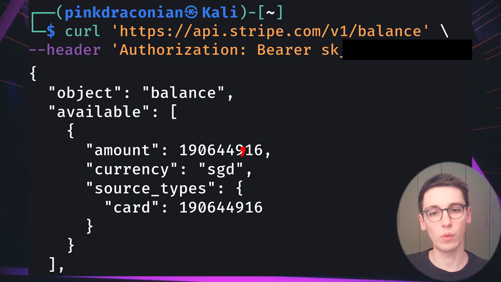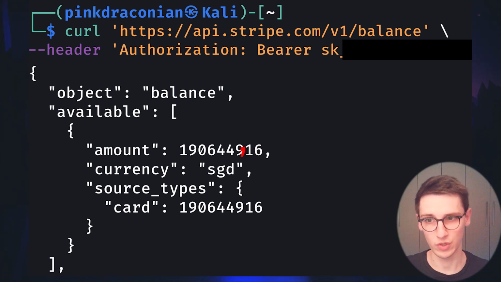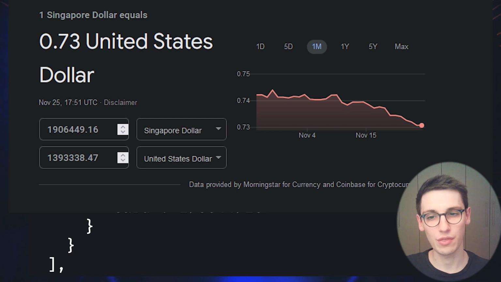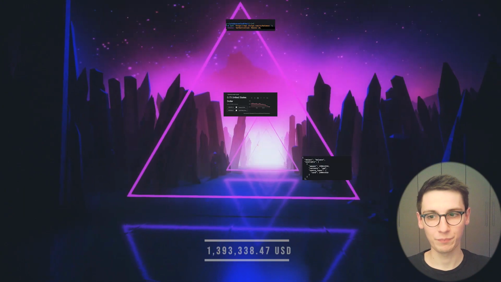And now it's 1.9 million of a currency called SGD, which apparently stands for Singapore dollar. Now, I did not have a single clue how strong this currency was or what this amount would be in USD until I Googled it, and it turned out to be 1.39 million US dollars, which just blew my mind. And that is obviously where the whole story got really interesting.